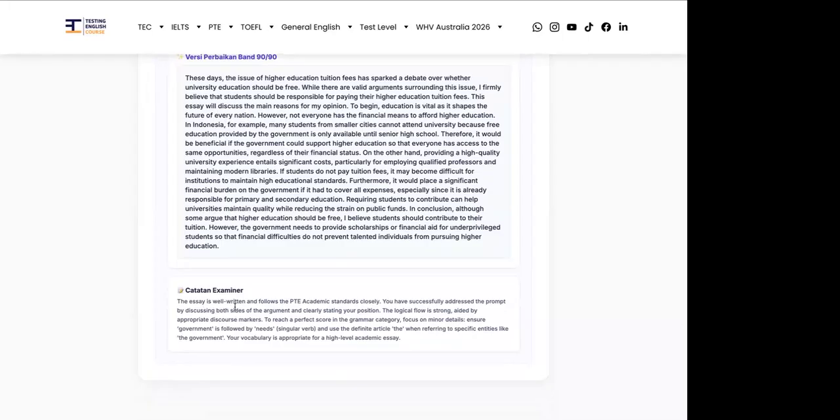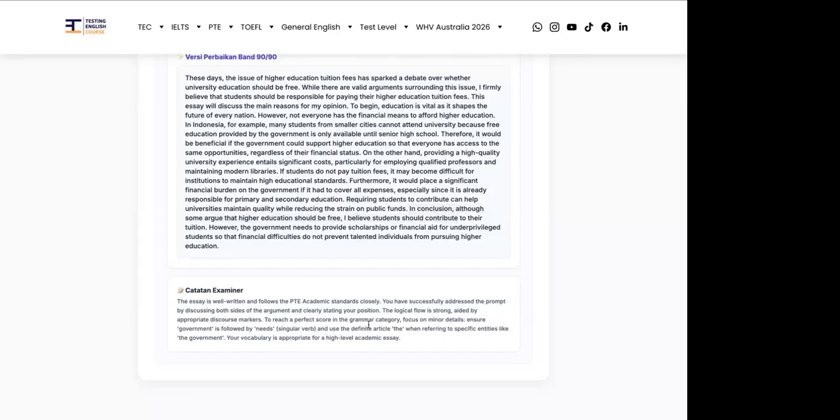This essay is well written and follows PTE academic standard closely. Dia bilang sangat dekat ya, sangat hampir standarnya full. You have successfully addressed the problem by discussing both sides of the arguments and clearly stating your position. Jangan lupa ini, karena kalau tidak nilainya nggak sampai. The logical flow is strong, aided by appropriate discourse. Discourse itu text. Discourse itu study of text. Discourse marker and tanda-tanda seperti in conclusion, this discourse marker.